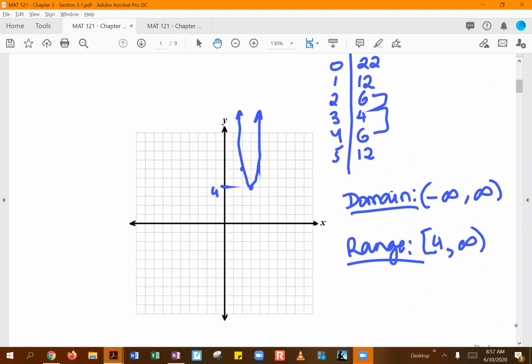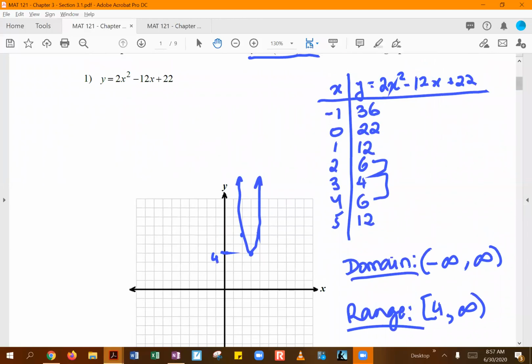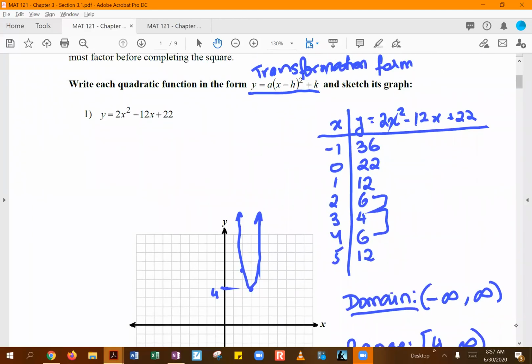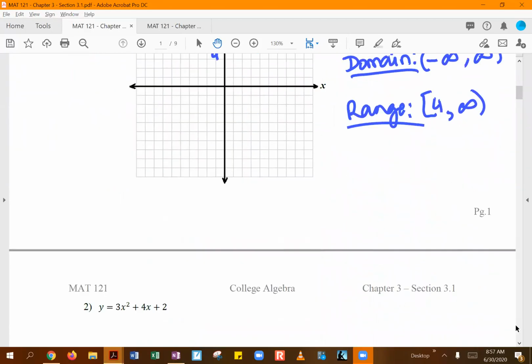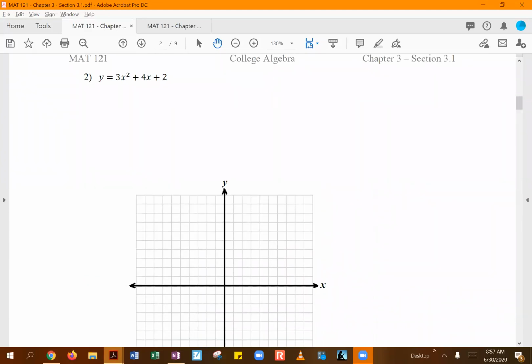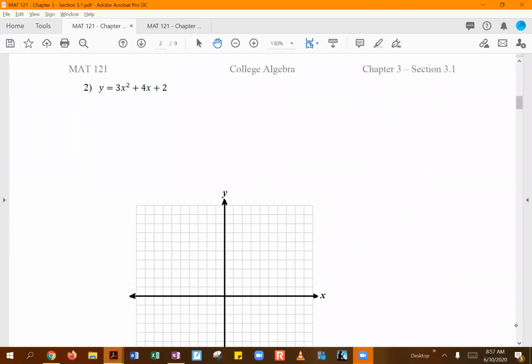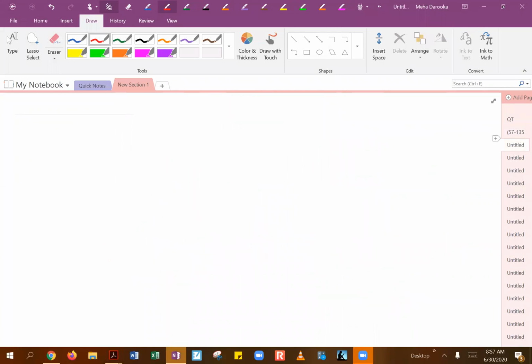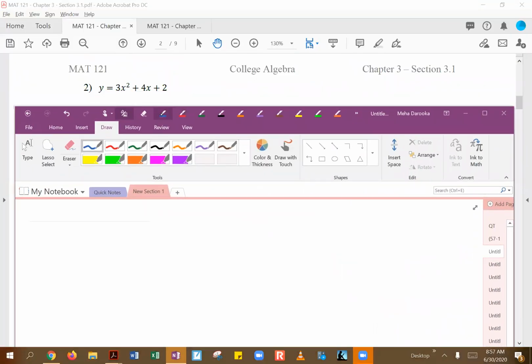All right, so the graphing, of course, we've done extensively in chapter 2, but the main part here I definitely want you guys to be comfortable with is converting it from the standard form to the transformation form. So again, if you have any questions, please let me know. But we'll go ahead and look at our next example here. So this one is giving us y equals 3x squared plus 4x plus 2.